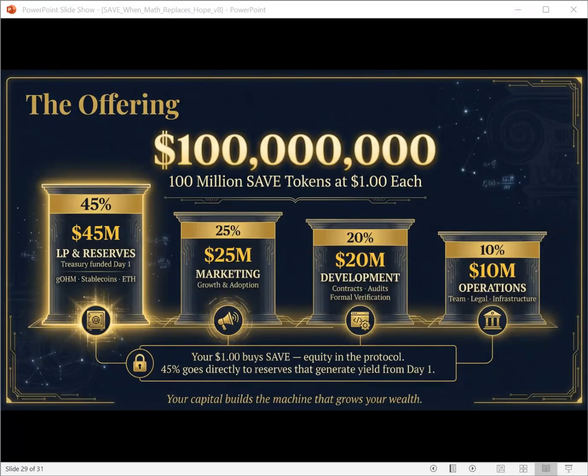And 20% we plan to spend on development: smart contract audits, formal verification, front-end development, infrastructure, and security. And 10% will be spent on operational expenses: gas costs, legal compliance, and team compensation. So 45 cents of every dollar goes directly into the machine that makes it work, not into salaries, not into offices, but into the mathematical engine that drives the price equation.